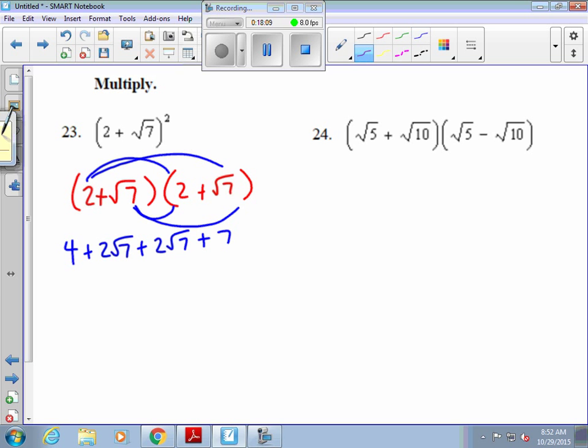At this point, put your like terms together. 4 can go together with 7 and give you 11. And 2 square root of 7 can go together with 2 square root of 7. 2 plus 2 is positive 4 square root of 7.